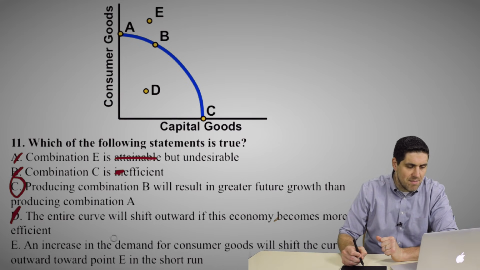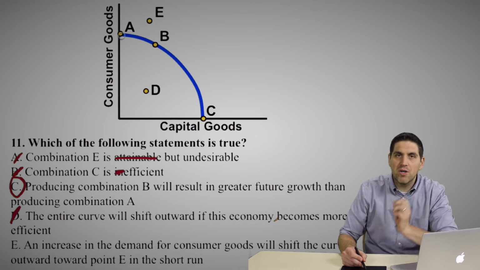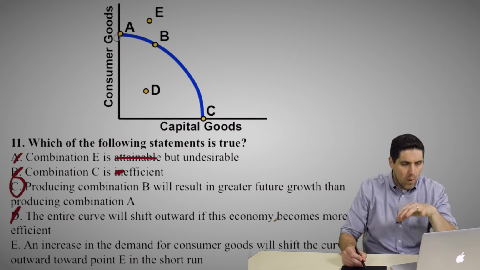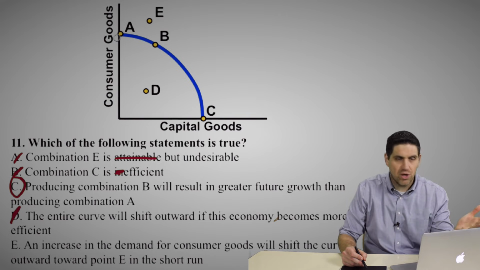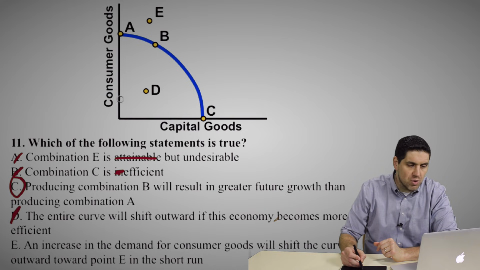E, an increase in the demand for consumer goods will shift the curve outward towards point E. That's a good guess. Some people go, oh yeah, if we want more consumer goods, the curve shifts outward. No, this is called the production possibilities curve, not the what can we want to produce curve. It's not about what we produce, it's what we can produce. So if we want more consumer goods, it'll just move along the curve towards point A. It won't actually shift the curve out.